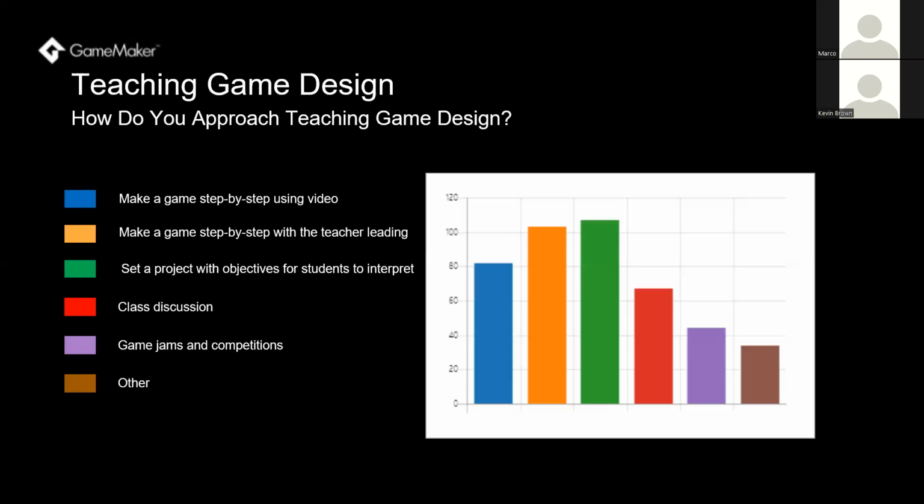Then, in orange, make a game step by step with the teacher leading. In this approach, the educator provides guidance on the teaching of coding to fulfill a school curriculum, and this is reinforced with step-by-step tutorials. It comes with an assessment structure and homework. This is the approach taken by our educator resources and will require the educator to run online tutorials to go through the slides. And finally, in green, we have the approach of set a project for students to interpret.